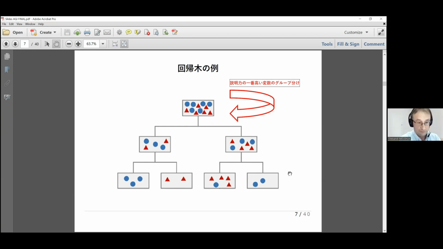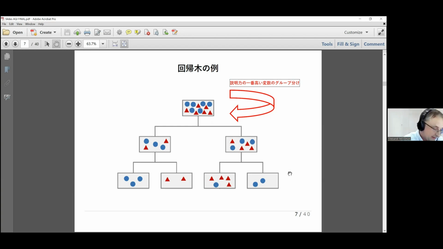This creates a regression tree. The most important thing is that the structure of this regression tree, the variables that come at the beginning with the highest predictability, is determined by the data. So we don't need to specify an initial model. Everything is decided by the data.